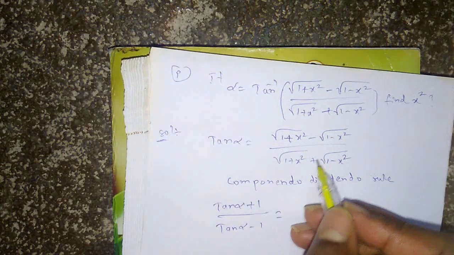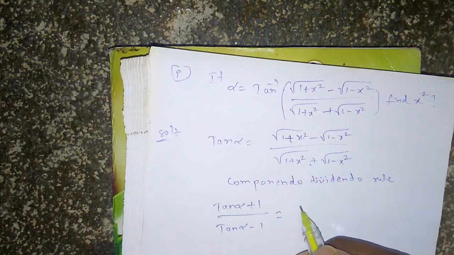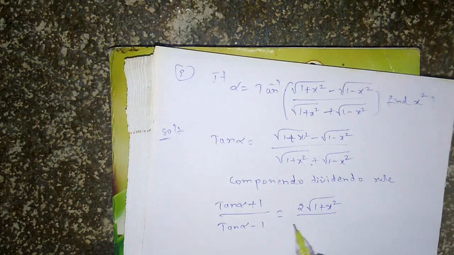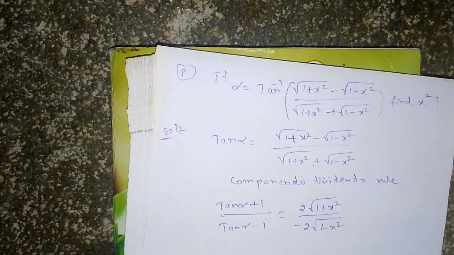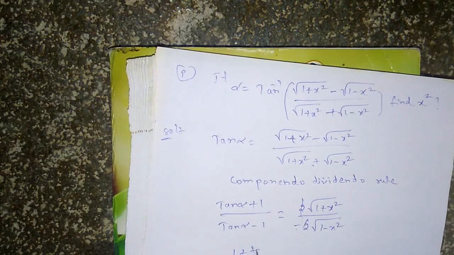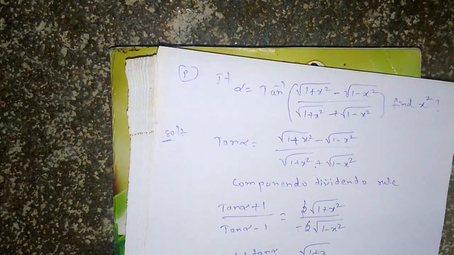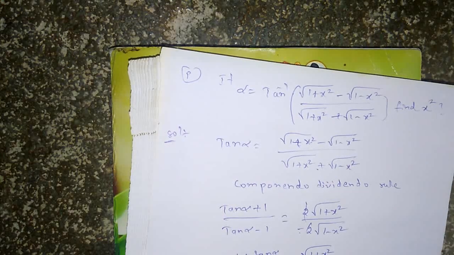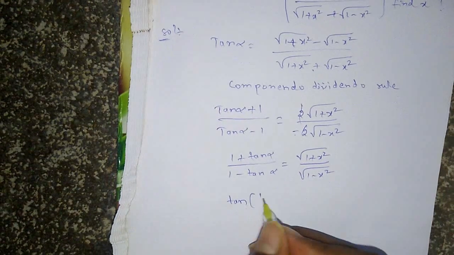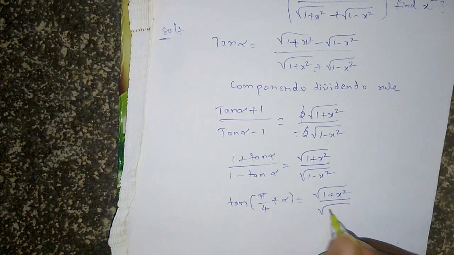So apply the same operation. First adding, so adding means this gets cancelled, that is 2 root of 1 plus x square by, if you subtract, this is minus 2 into root of 1 minus x square, this gets cancelled, so this minus multiplied here, so this is 1 plus tan alpha by 1 minus tan alpha, that is root of 1 plus x square by root of 1 minus x square. So this is the value of tan of pi by 4 plus alpha, that is root of 1 plus x square by root of 1 minus x square.